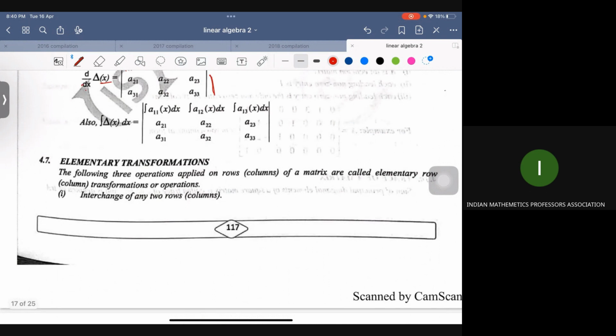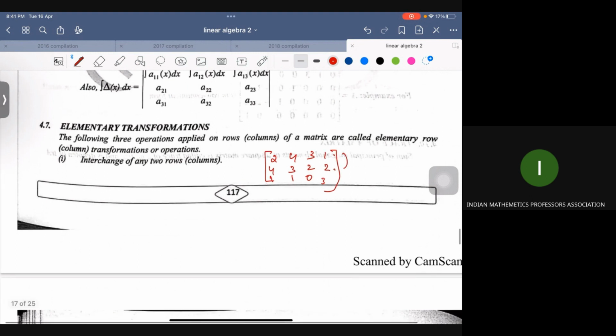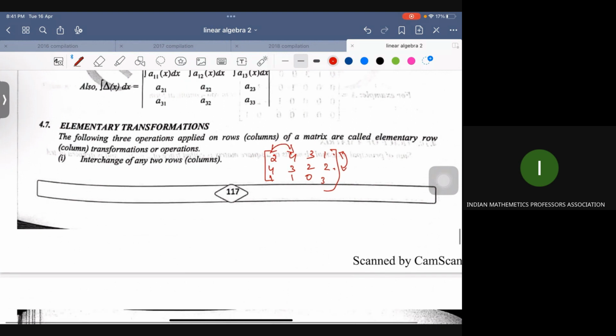Elementary transformations. In general, if A is any m by n matrix, it is possible to interchange any two rows, for example R1 and R2, and it is possible to interchange any two columns.